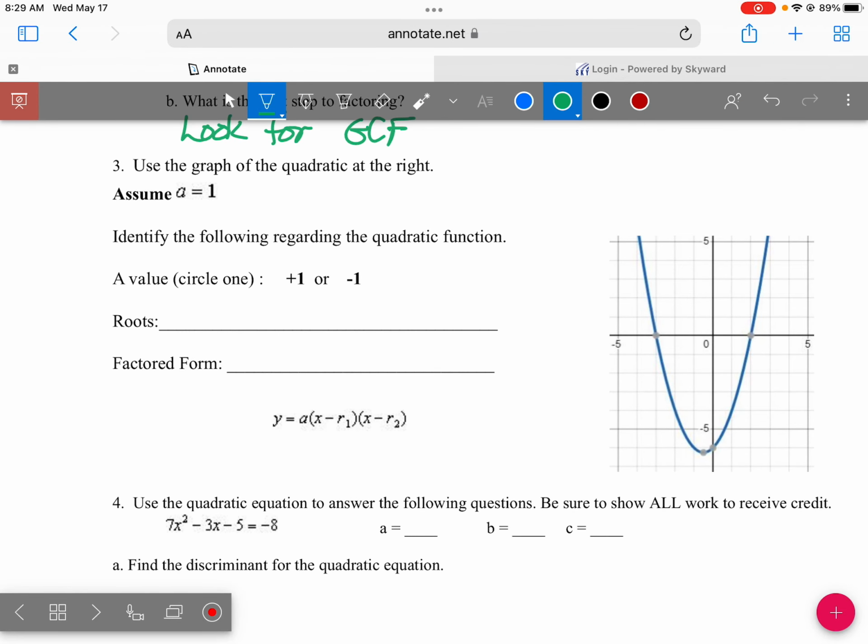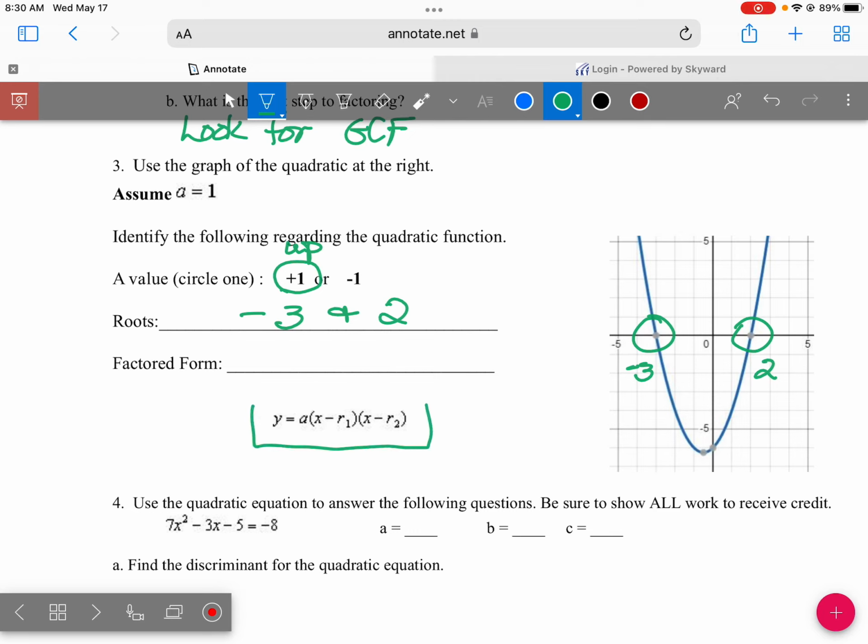All right, so identify the following regarding the quadratic function. The a value of this parabola, is it positive 1 or negative 1? Positive, because it's opening upward, right? What are my roots in this graph? -3 and 2. Yeah, look carefully at those. So that's a -3 and 2. And we put them like this. Now they want us to write this in factored form.